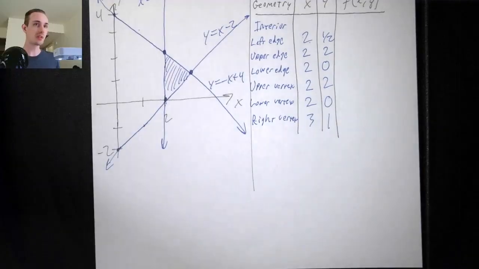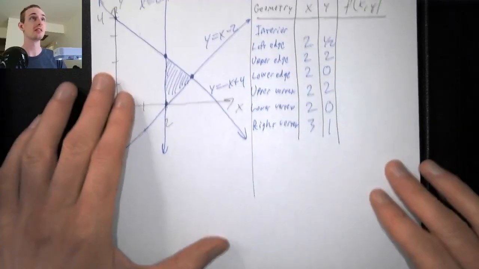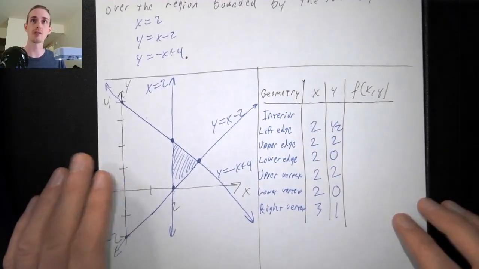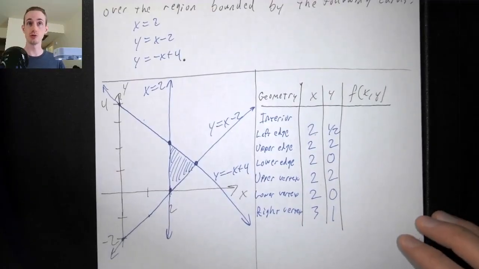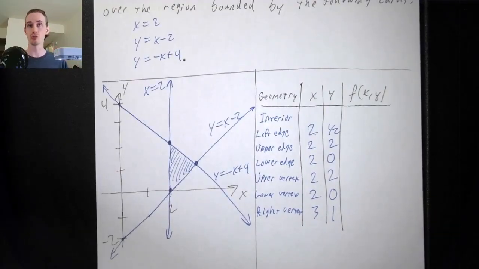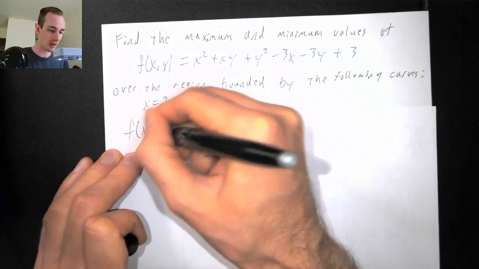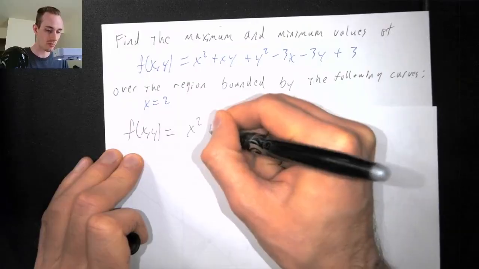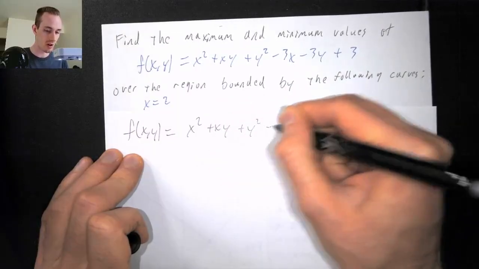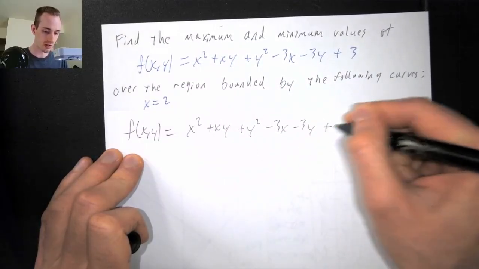The very last piece we need to test is the interior. This is the only slot left here. So this is where we actually do some Calc 3. We'll set the partial derivatives equal to 0 and solve the resulting system of equations. I'll write down the function again here. We'll say f of xy is x squared plus xy plus y squared minus 3x minus 3y plus 3.